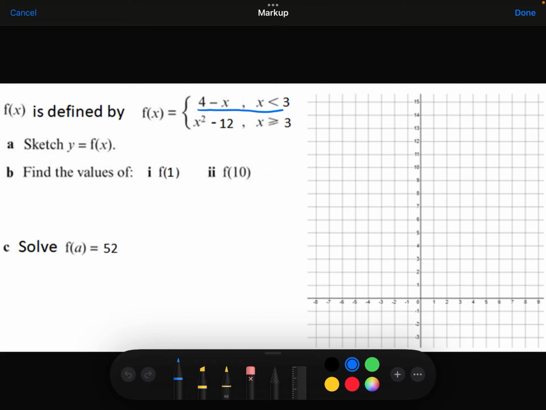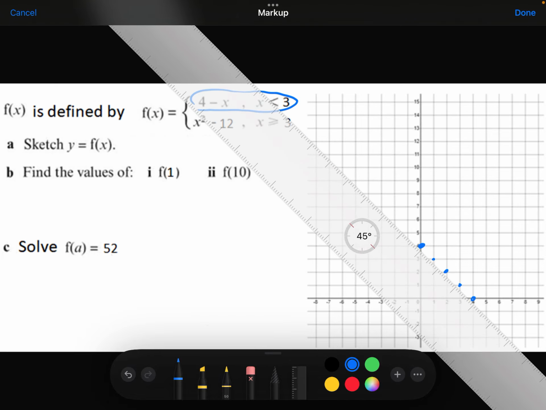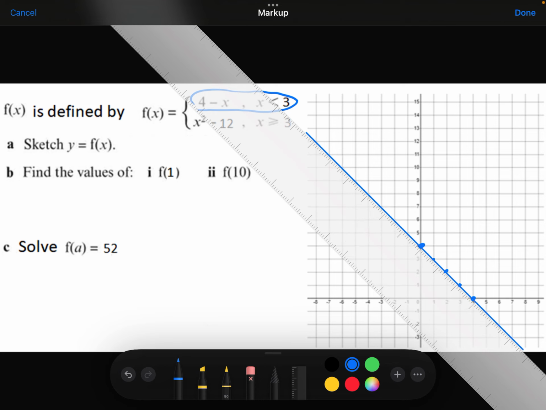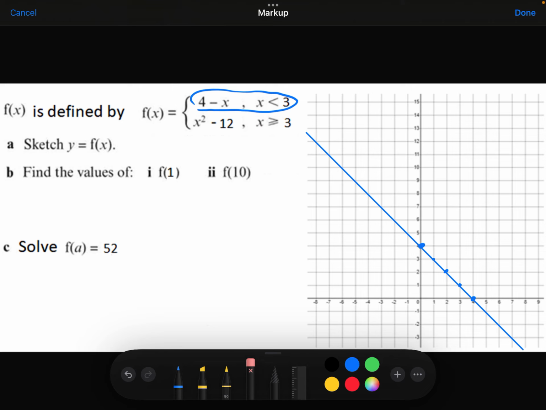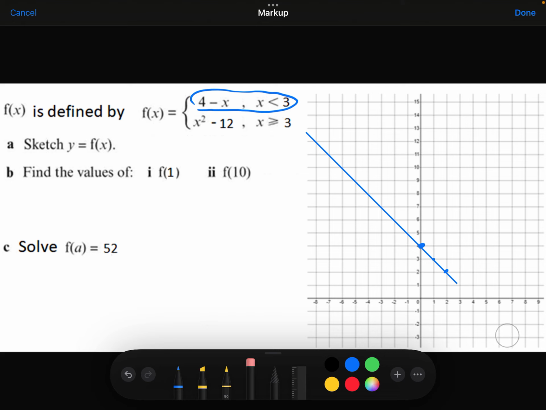So let's deal with the linear part of the graph first, where x is less than 3. It's got a y-intercept of 4, and it's got a gradient of minus 1. So that would look something like this. But I only want to go up to where x is 3. I don't want to show the whole thing.